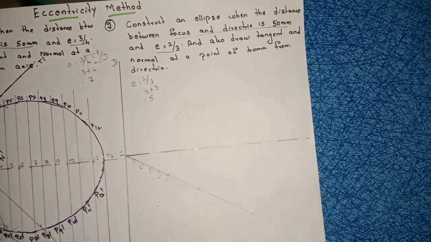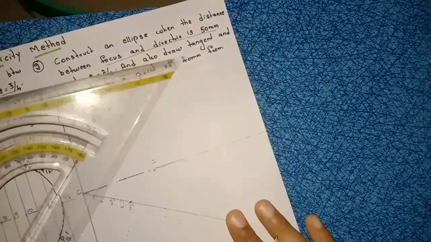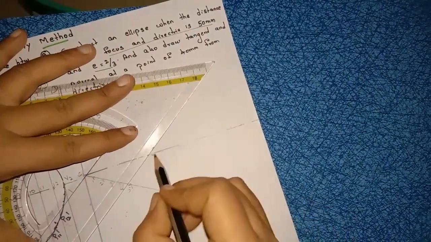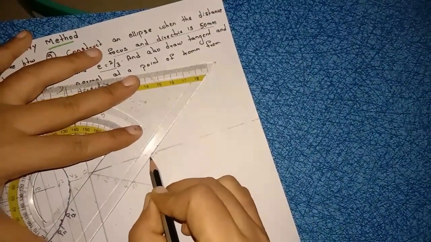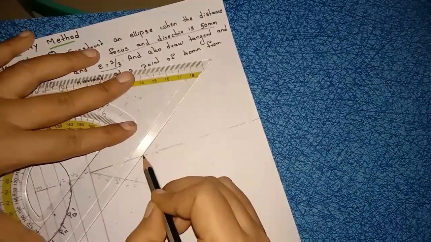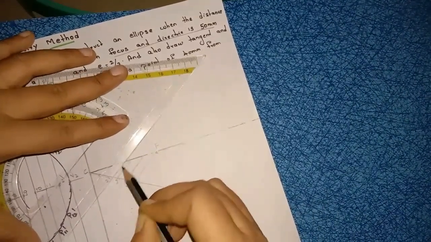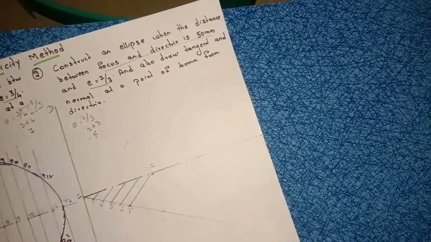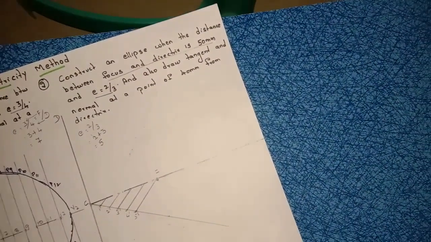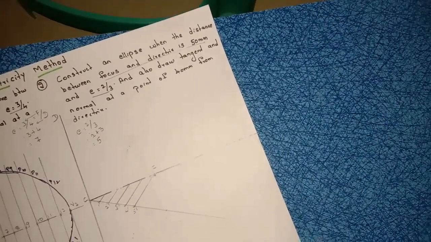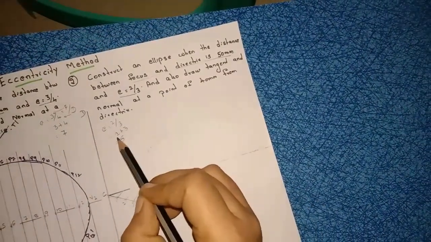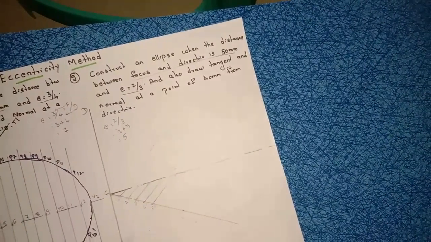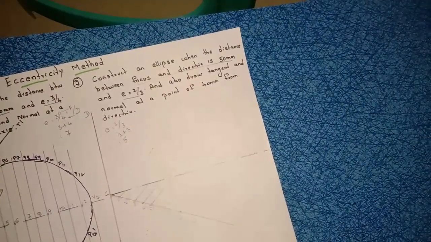Now join the last arc to the end of the line. Join this last arc to the focus point. Draw parallel lines through 4 dash, 3 dash, 2 dash, 1 dash, right? Then next, E equal to 2 by 3, 2 plus 3, 5 equal parts. So I am dividing here into 5 equal parts, right?